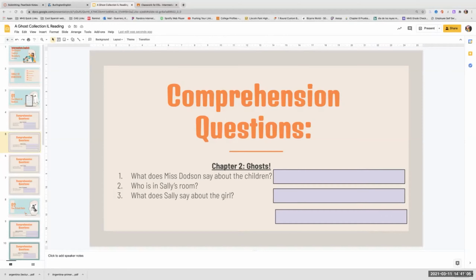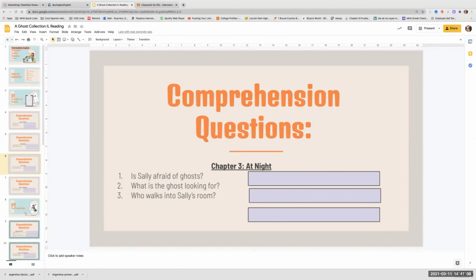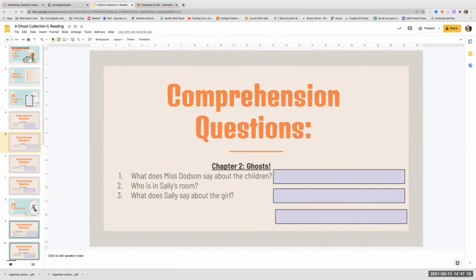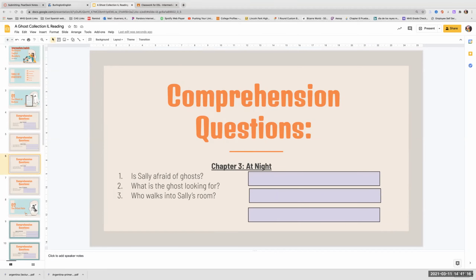So what we want to make sure is if we didn't understand, we go back to the reading, we listen to it, and then we try to listen more attentively. So we are starting with chapter 3. So we're going to go back to Burlington.